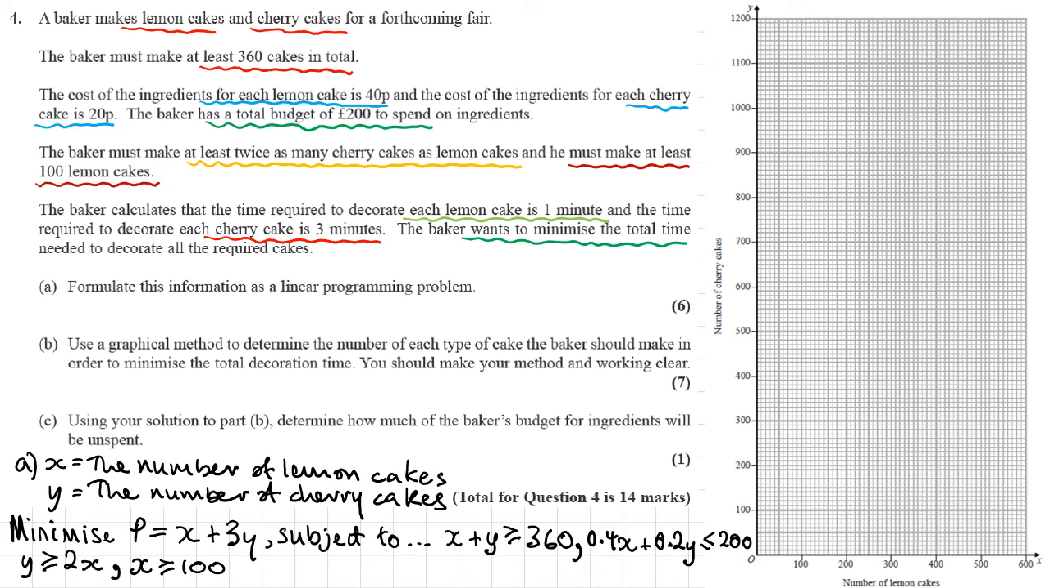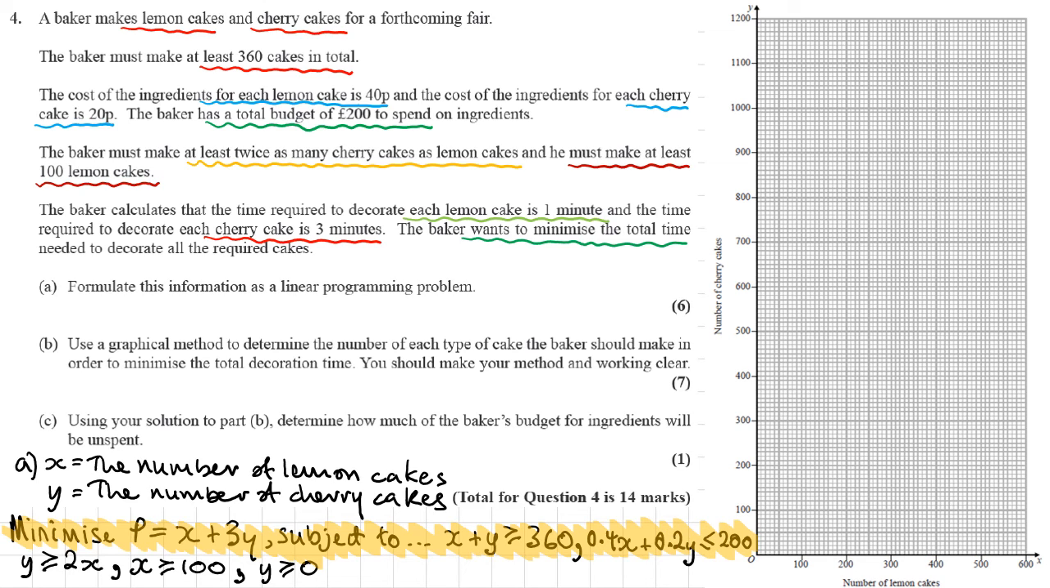Now we also need to include constraints about non-negativity. Now if we didn't have this x is greater than or equal to 100, we would have written that x needs to be greater than or equal to 0, but this sort of overdoes that, so we don't need to add that. But we do need to say that the number of cherry cakes needs to be more than or equal to 0. We can't make a negative number of cherry cakes. So that would be our answer for part A. So we've formulated it as a linear programming problem.